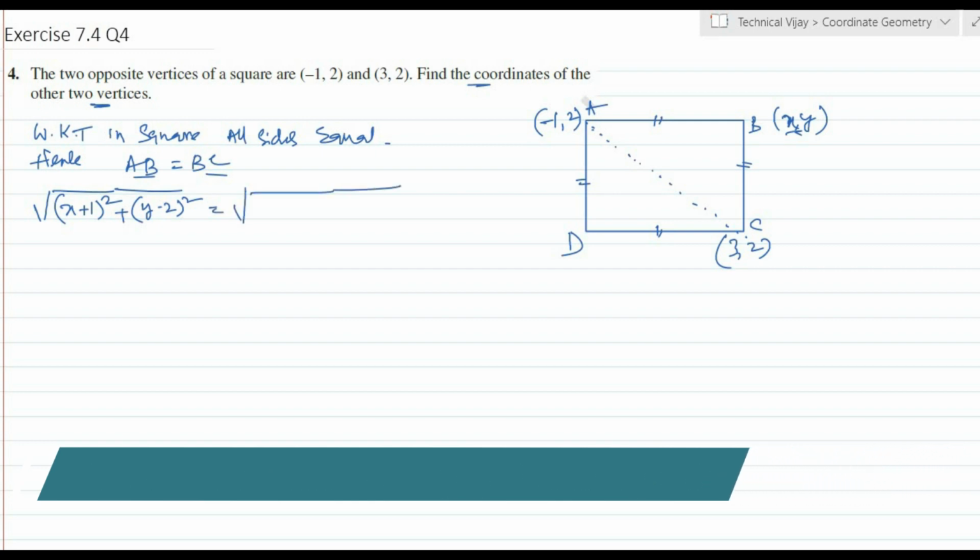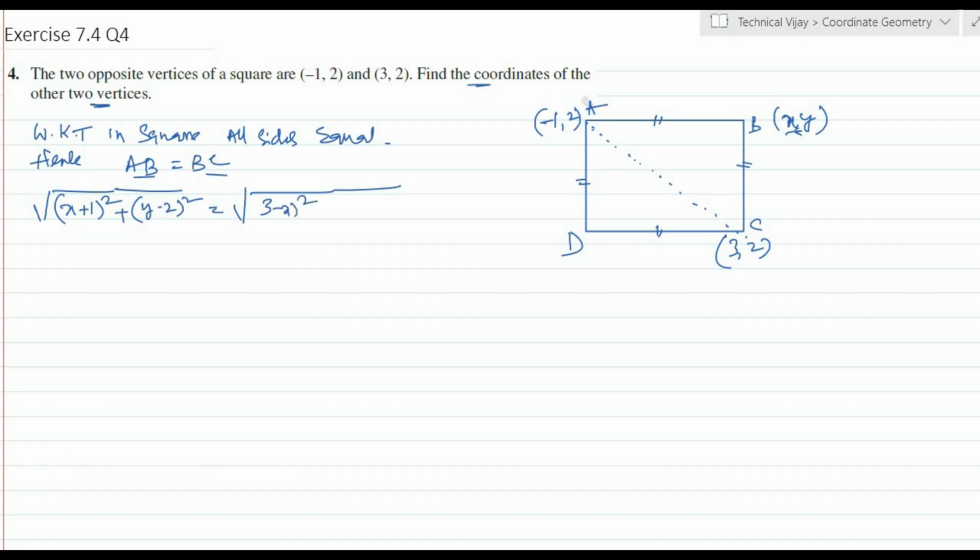So BC means (3 minus x) square plus (2 minus y) square, and the square root cancels. (x plus 1) whole square, that is (a plus b) square, gives x square plus 1 plus 2x plus y square plus 4 minus 4y, is equal to a square, that is 9 plus x square minus 6x, plus, see here, a square, that is 4 plus y square minus 4y, that is the (a minus b) whole square formula.